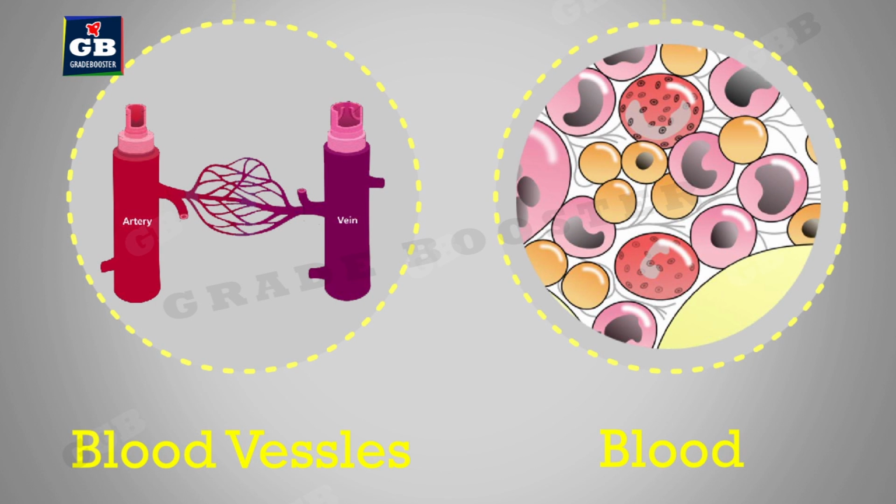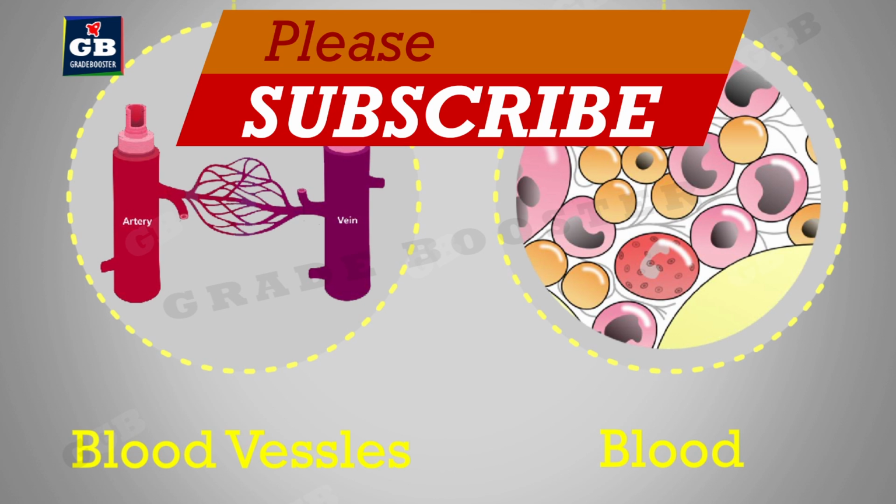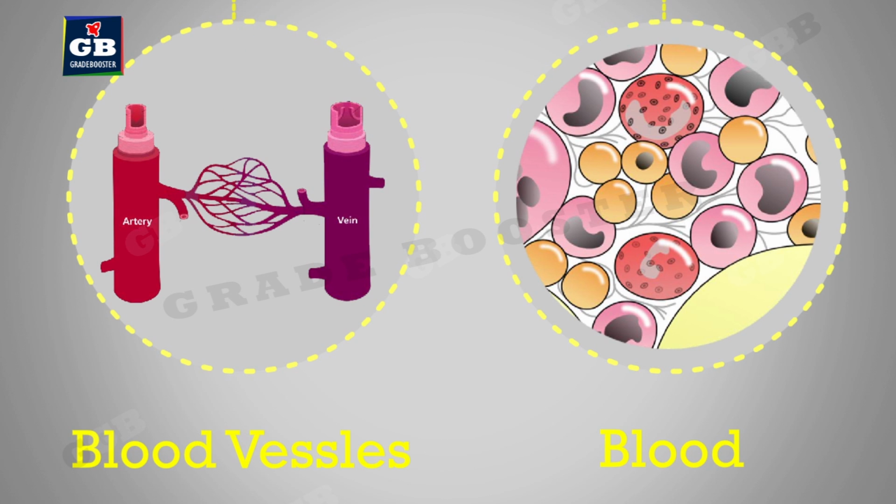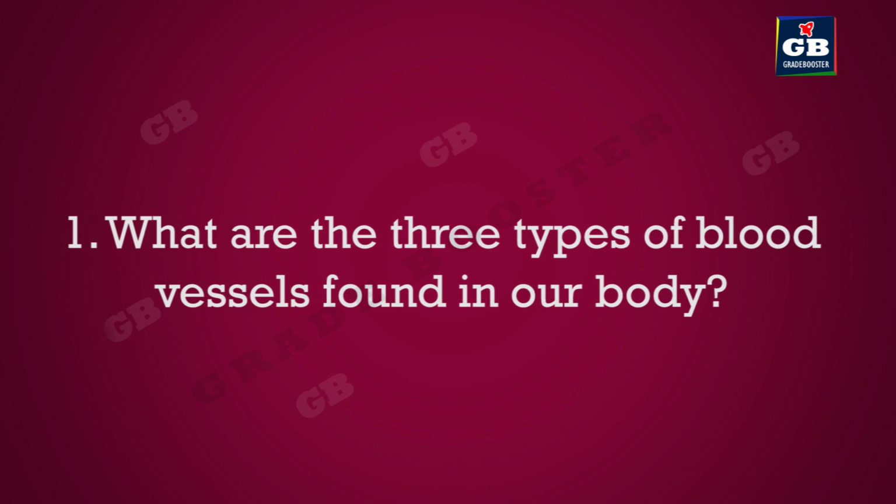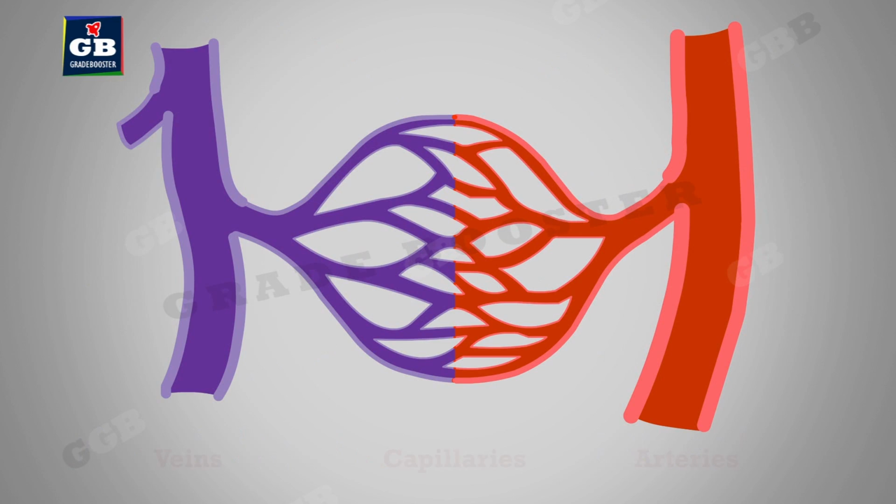Blood vessels. In this video, we will discuss some important questions from the topic blood vessels from the unit life processes. The first one: what are the three types of blood vessels found in our body? The three types of blood vessels are arteries, veins, and capillaries.